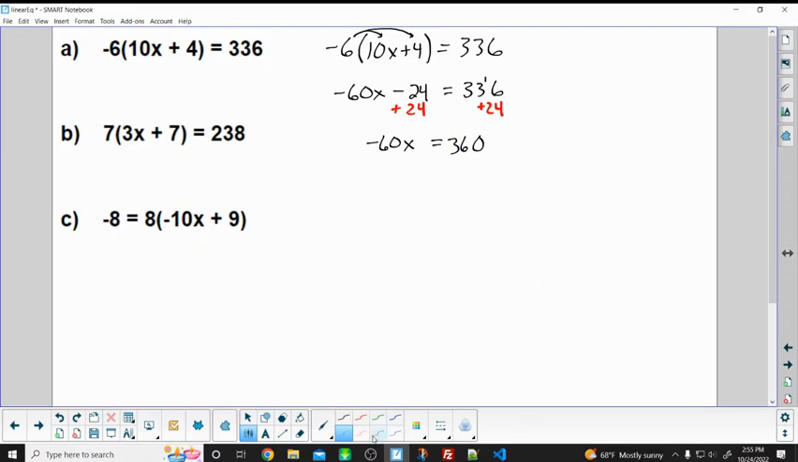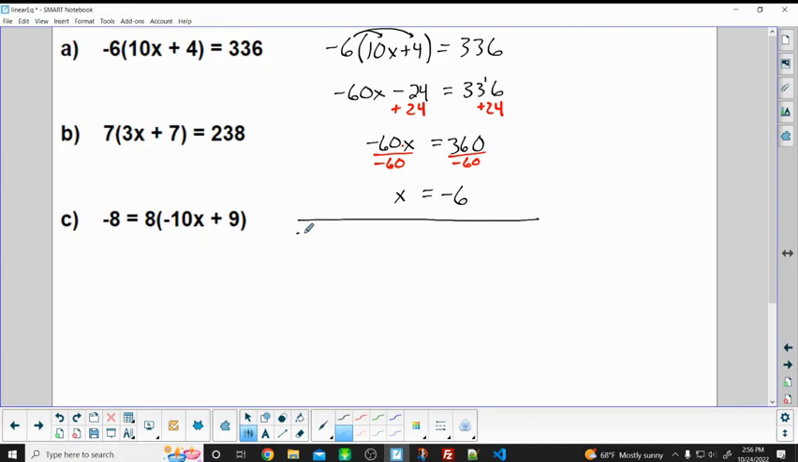And then to finish this, I need to get rid of this multiplication of negative 60. To undo that multiplication of negative 60, I am going to divide by negative 60 on both sides. That leaves me with positive 1x on the left side. And 360 divided by negative 60 is going to come out to be negative 6 on the right side. And that's my answer. So let's do the second one.